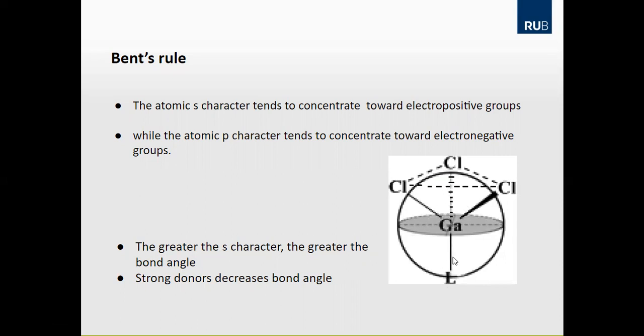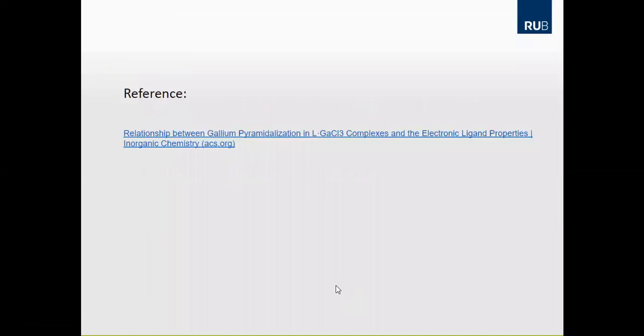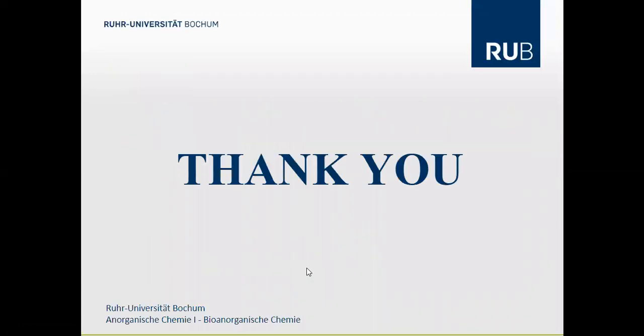So what happens with the strong donor? The bond angle decreases, and the same is the case here. With the strong donors, the angle is decreasing. So that's all we have to say today. It can be used as a method to quantify the ligand properties.